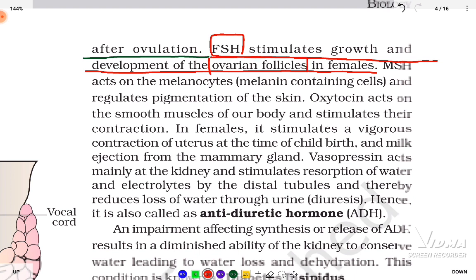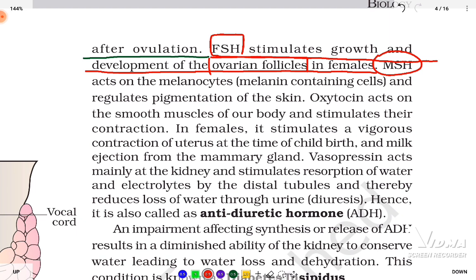Now MSH acts on the melanocyte. What is this MSH? It is melanocyte stimulating hormone. Can you tell me which part of the adrenohypophysis releases melanocyte stimulating hormone? Adrenohypophysis is nothing but the anterior pituitary. MSH is released by the pars intermedia. It is the only hormone which is released by the pars intermedia.